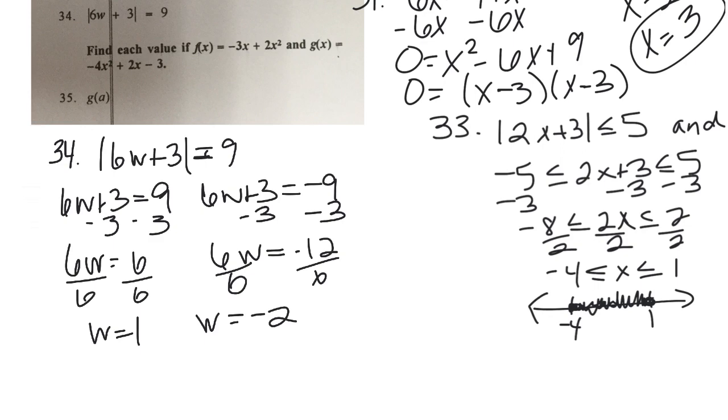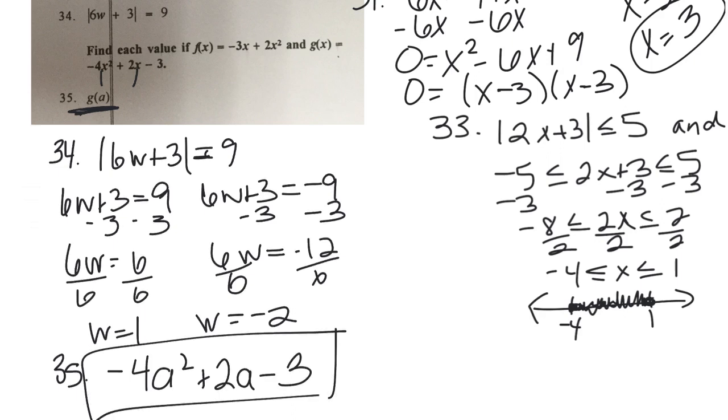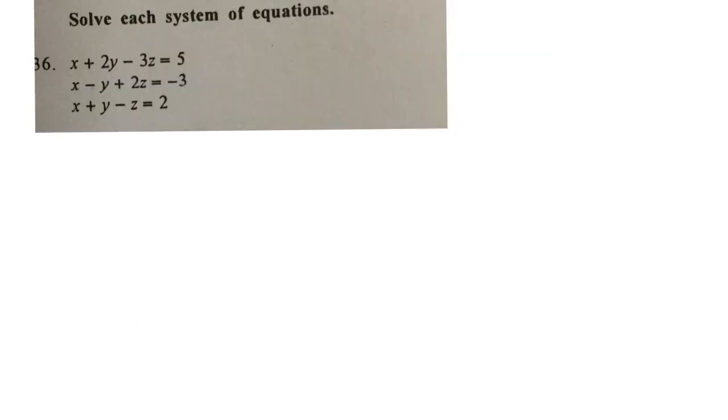And then lastly, find the value of each. If f of x equals 3x plus 2x squared, and g of x is negative 4x squared plus 2x minus 3, it wants us to find g of a. That means we're going to replace all of the x's with an a. So 35 is just negative 4a squared plus 2a minus 3. And that's your answer for 35.